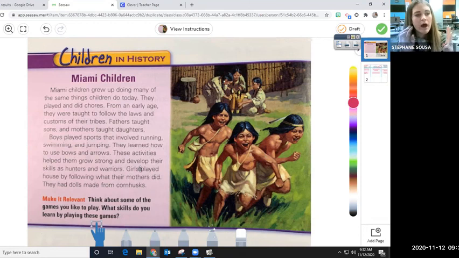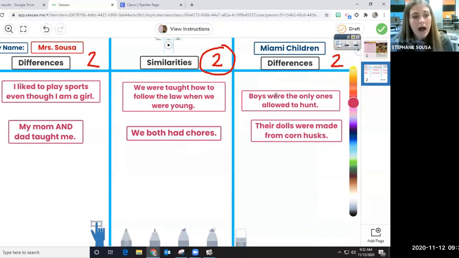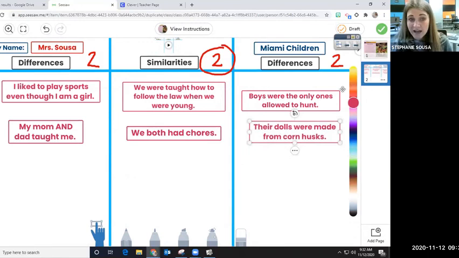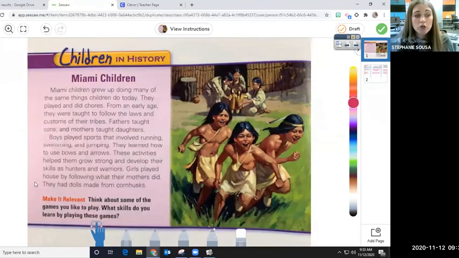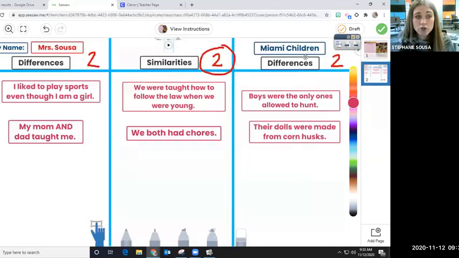Make sure that you treat other people with respect and their body and you don't cause harm. Make sure you don't vandalize property. All of these things I was taught, and it says they were taught as well. I put the way the Miami children were different. Their dolls were made from corn husks. My dolls, when I was younger, were made from plastic and cotton. So that's a difference that we had. Okay. So you're going to find ways that your life is different, ways that their life is different, and things that you have in common. Okay. So you're going to use this text to complete that 2, 2, and 2.